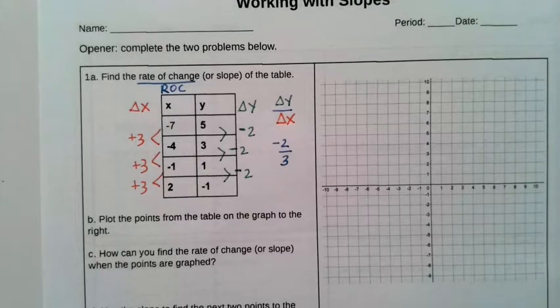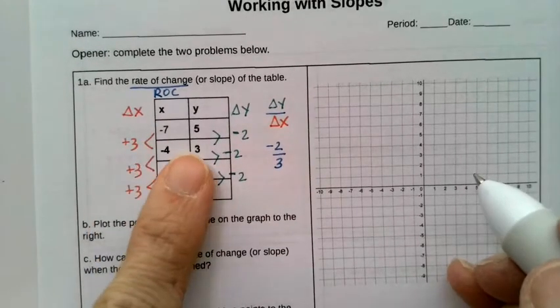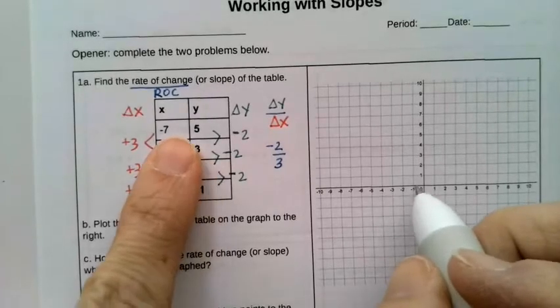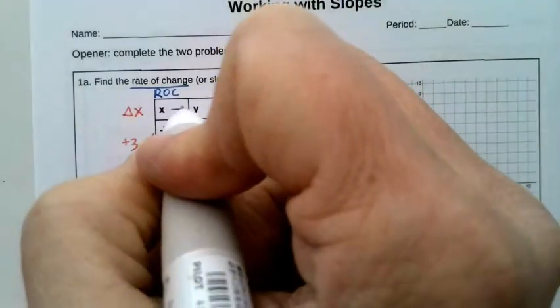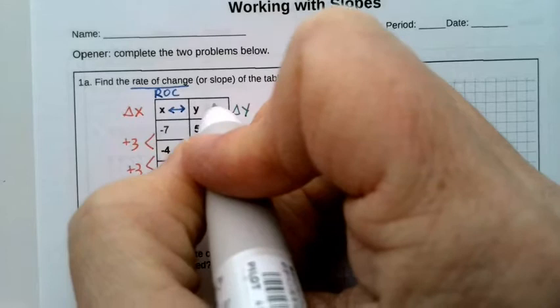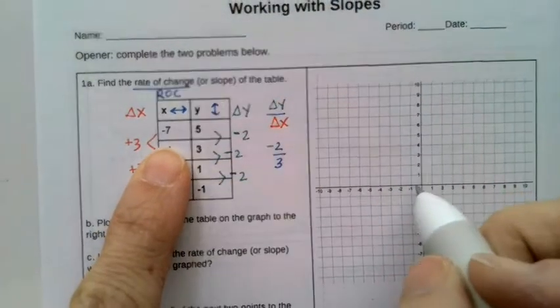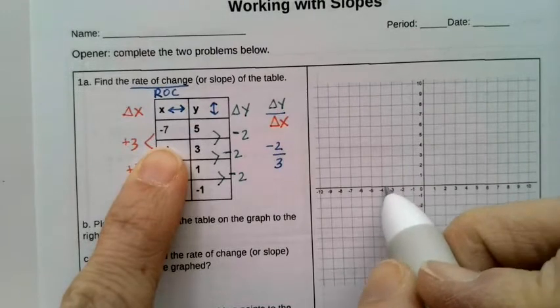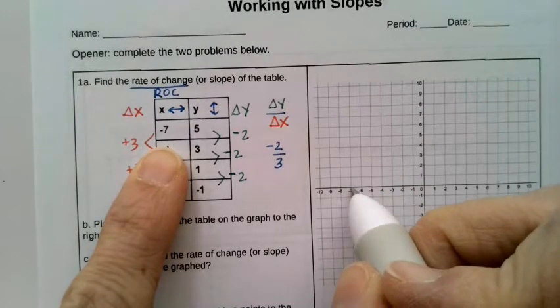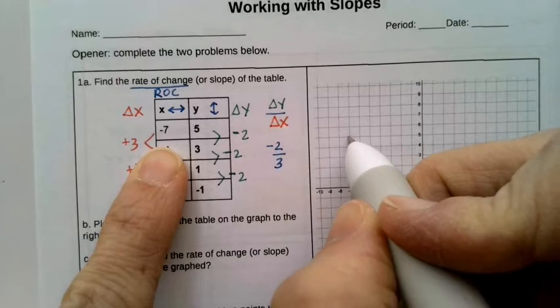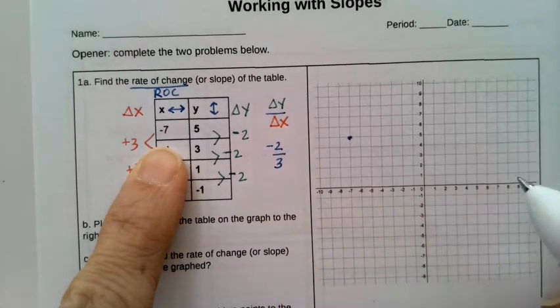The next part of the question is asking us to plot the points from the table on the graph to the right. So I'm going to plot these points. My first point is -7. And remember, the x's are left and right, and the y values are up or down. To go to -7 horizontally is to go left 7, and then I'm going to go up 5. And that's the point right here.